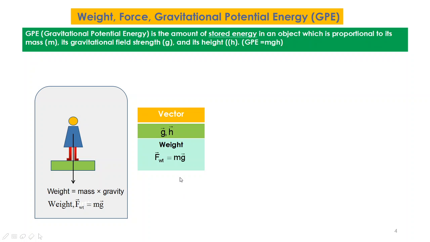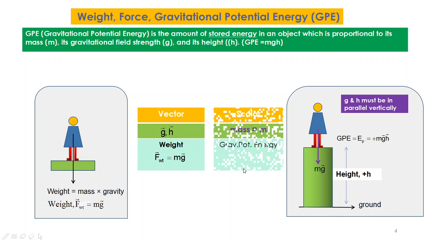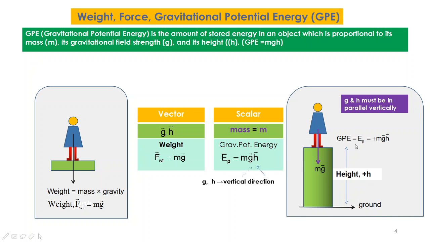Look at the right diagram. mg is the weight. So how about when this girl is standing at a height of h above the platform? If we define the height above the ground as positive, and h must also be vertically parallel to g, then the gravitational potential energy is equal to mgh.